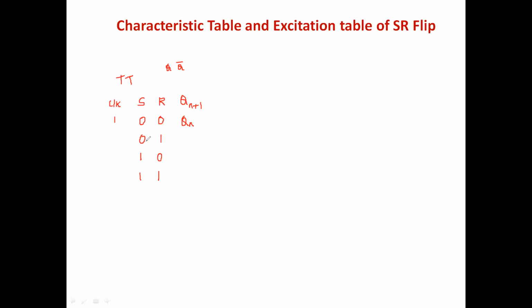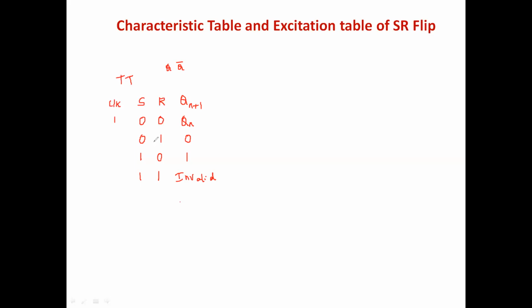If S is equal to 0 and R is equal to 1, the output is 0. S is equal to 1, R is equal to 0, the output is 1. When both are 1, I told you it is an invalid condition. Why is it invalid? Because Q and Q bar will not be complements of each other. So that condition we call the invalid condition. So this is the truth table.